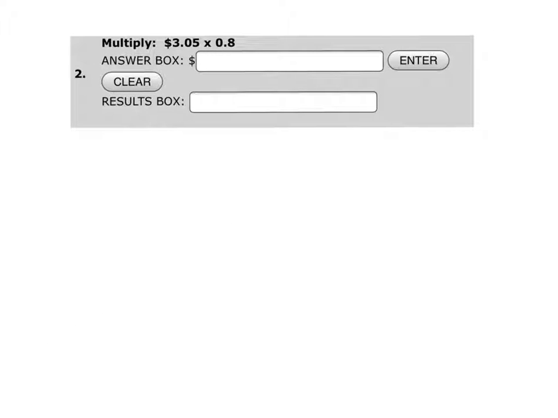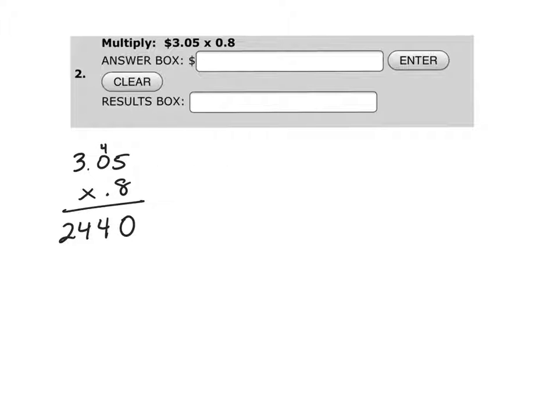Here's another example. Let's say multiply $3.05 times 8/10, or 0.8. Let's do the multiplying first, and then we'll do a little estimating to see if our answer is reasonable. So 8 times 5 is 40. Carry the 4. 8 times 0 is 0 plus 4 is 4, and then 8 times 3 is 24.